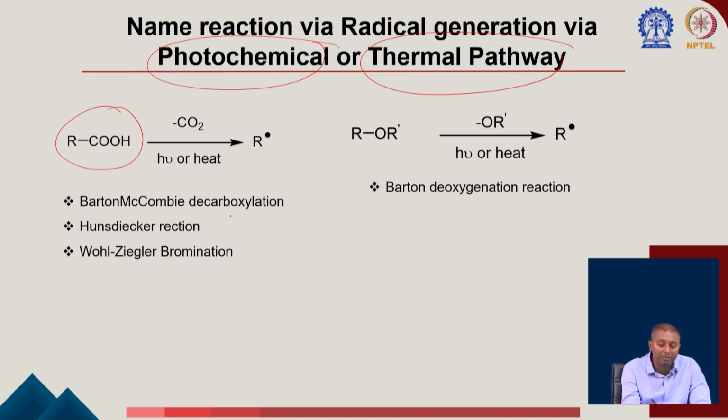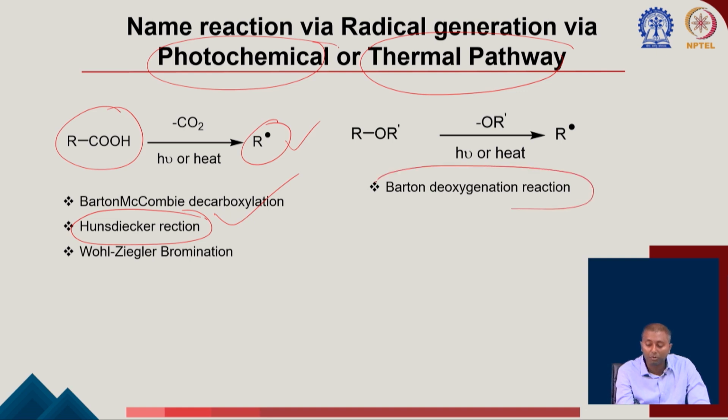As I mentioned, in the Barton decarboxylation reaction, from a carboxylic acid you can generate this R dot, this type of radical. Using the Hunsdiecker reaction also, from a carboxylic acid you generate this R dot, which can take a H dot. So there will be hydrogen atom abstraction to form the corresponding RH, or it can participate in some sort of intramolecular reaction as well.